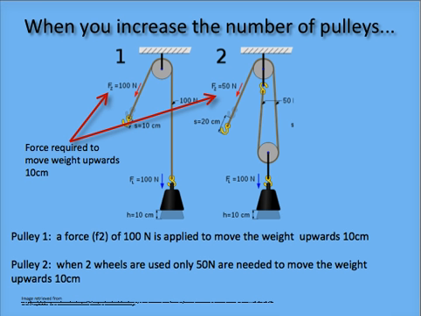The force needed to move the weight decreases as more pulleys are added. With one pulley, 100 newtons of force are needed to lift the weight 10 centimeters. With two pulleys, only 50 newtons are needed. If another pulley were added, the amount of force, F2, would decrease even more.